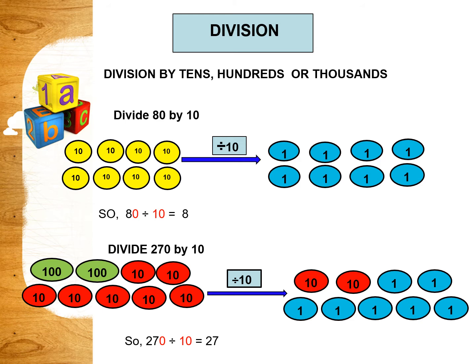Let's see the next part. Divide 270 by 10. I said when we find the quotient, we can also just remove 1 zero from the end of the original whole number. So when we remove 1 zero from the end of the original whole number, we get 27.